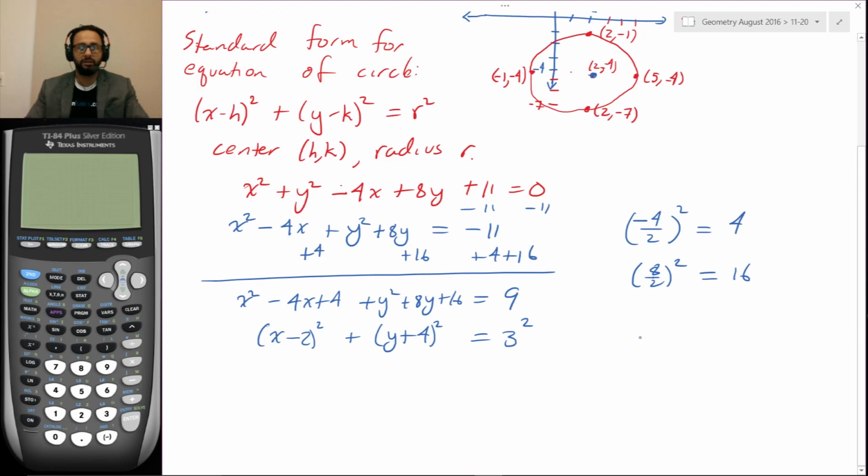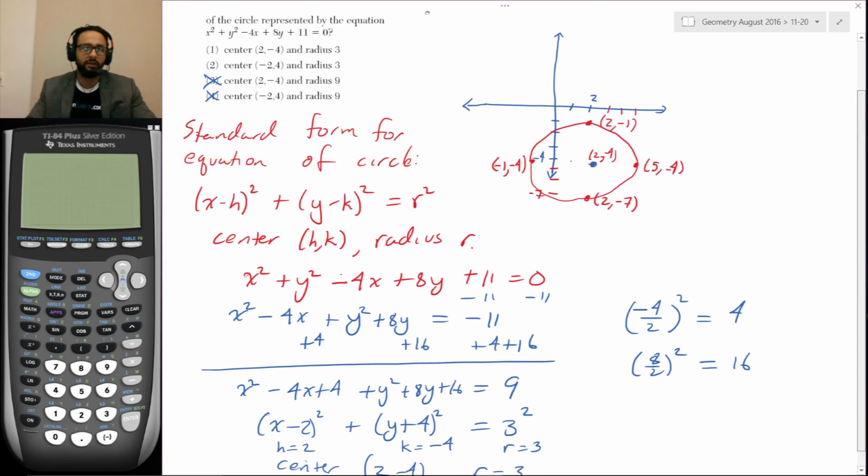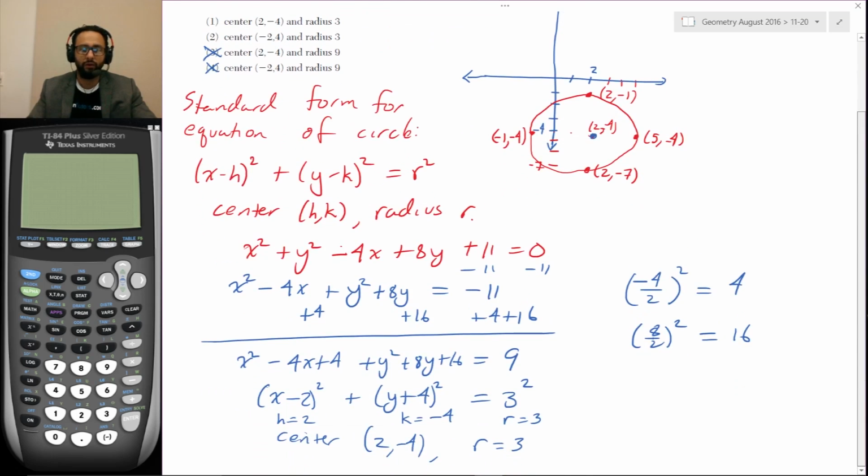So this is the equation of the circle with center... x minus h, so h is 2, and then k equals... we're adding 4, we need to subtract a negative 4. And then r is equal to 3. Center 2, negative 4, and r equals 3. So let's see, that's it. Center 2, negative 4, r equals 3.